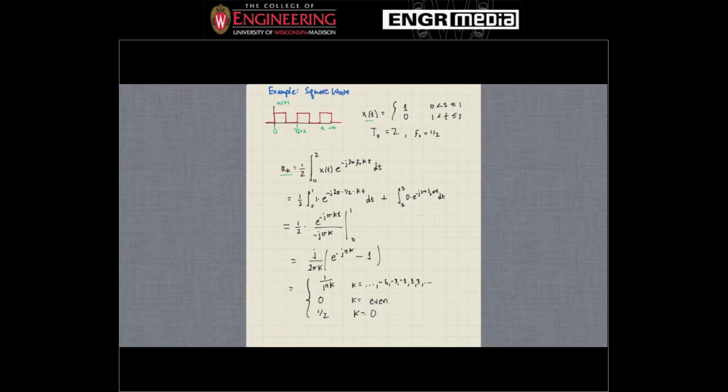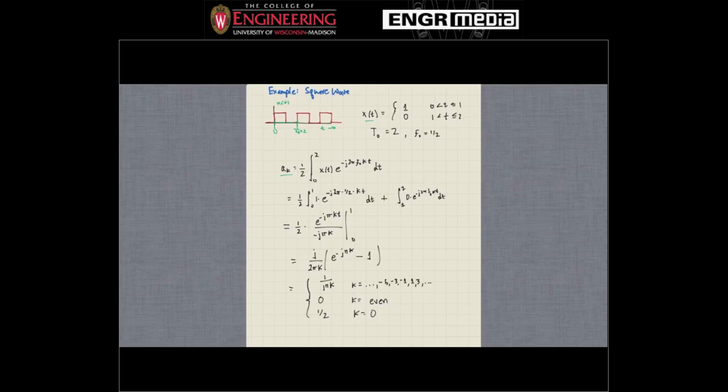And now we're going to integrate over one period, so we're only going to integrate from here out to here. We're integrating from 0 to 2 the function x(t) multiplied by this complex exponential at these harmonic frequencies, e to the minus j 2 pi f_0 k t dt.